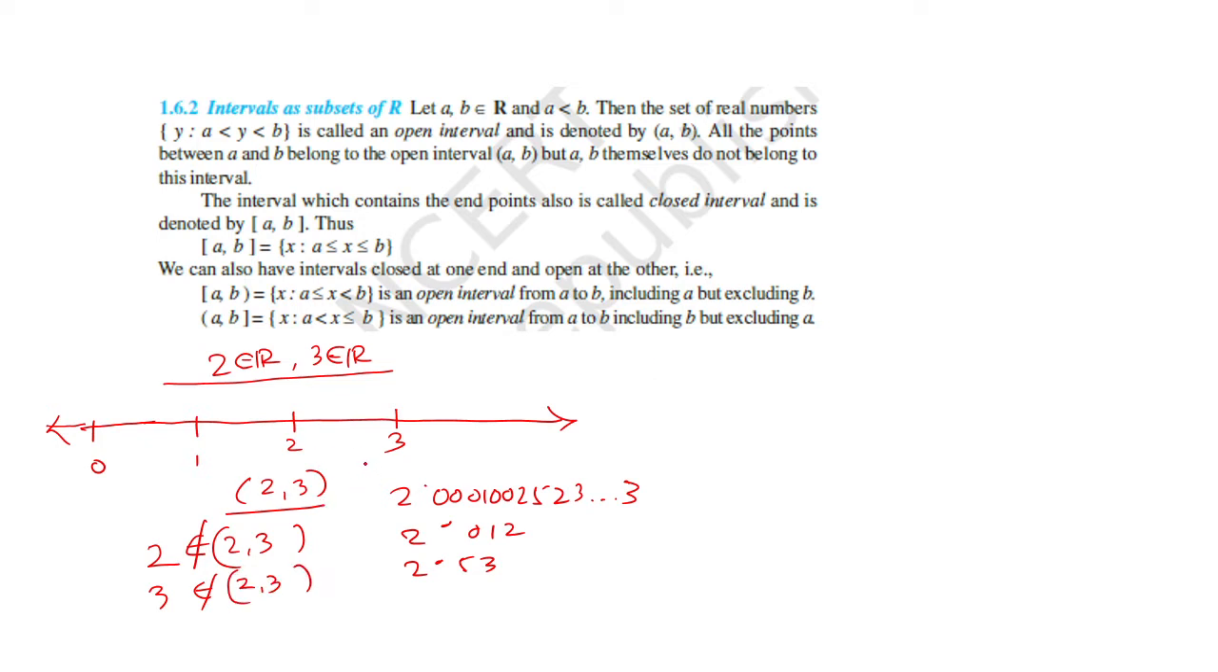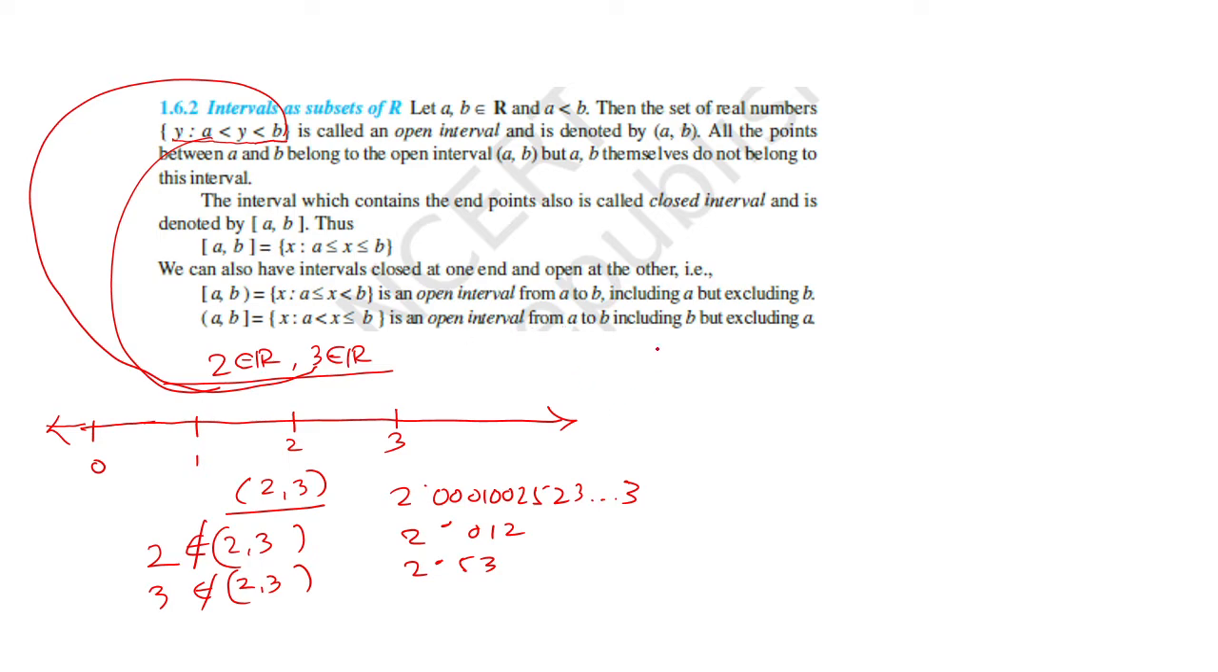This is called the open interval. Here is the definition. You can see it is called the open interval, such that y is less than a is less than y is less than b. Here I have given example 2. You can take this a as 2 and this b as 3. So all the elements between a and b means all the elements between 2 and 3.